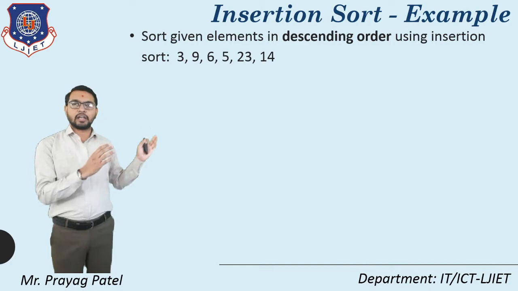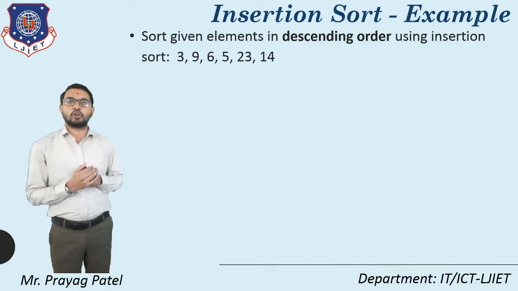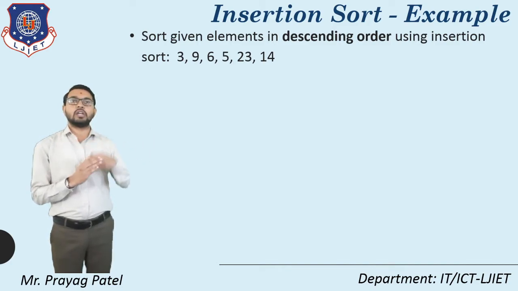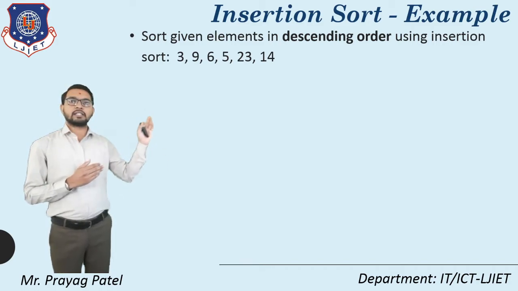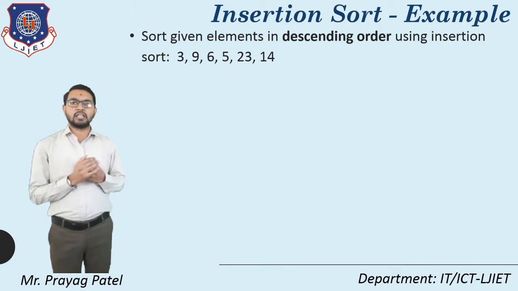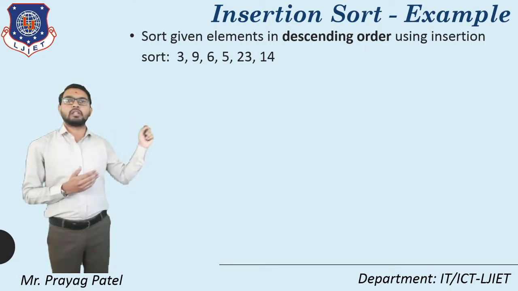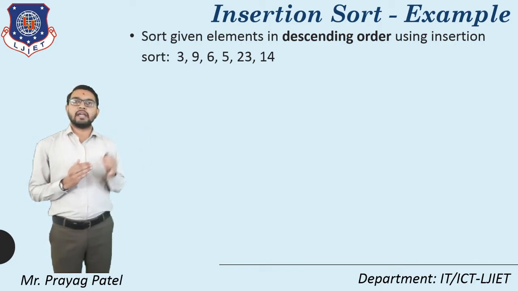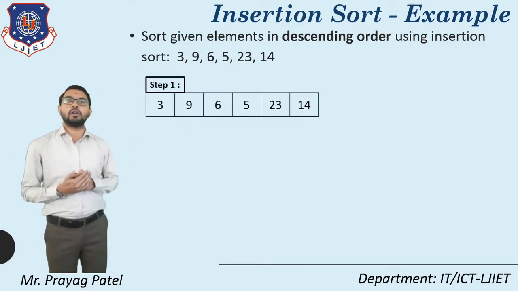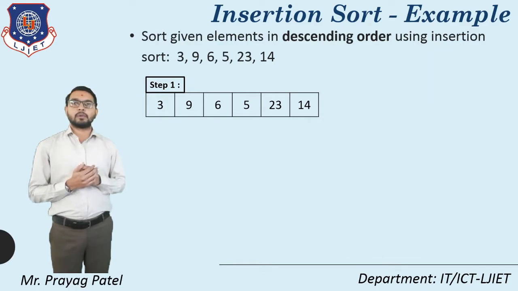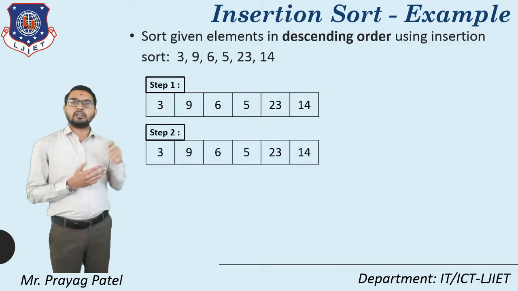Now consider another example for insertion sort, and arrange this data into descending order using the insertion sort algorithm. In this case, you can consider the reverse condition of your algorithm. Now sort the given data 3, 9, 6, 5, 23 and 14 into descending order. Now step number 1. In step number 1, the given data is 3, 9, 6, 5, 23 and 14. So initially consider the same values.